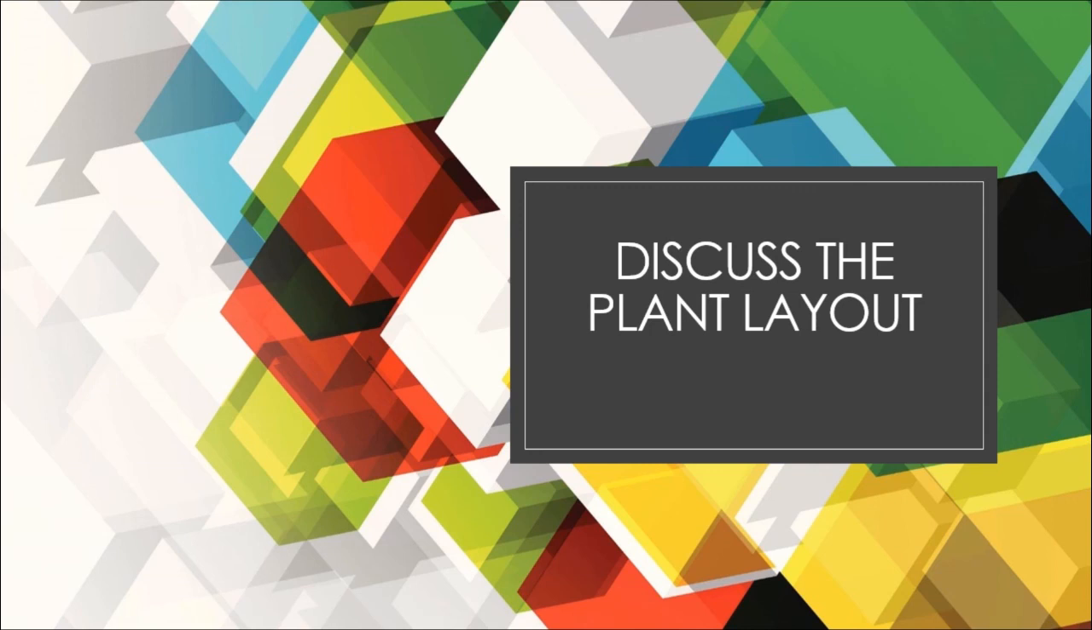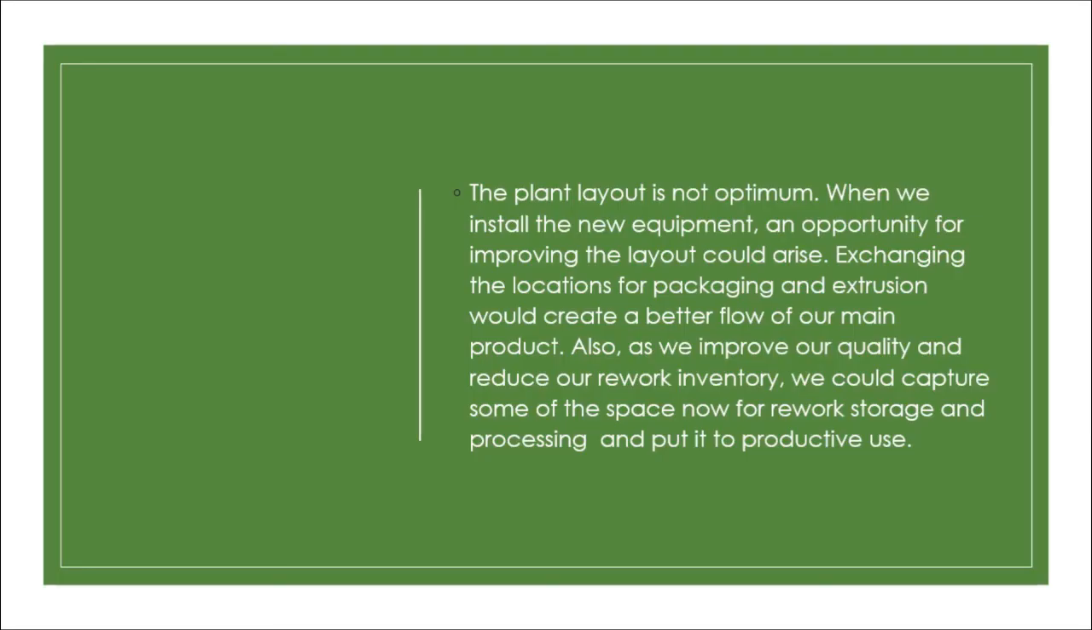This is the discussion question number 3. Discuss the plant layout. The plant layout is not optimum. When we install the new equipment, an opportunity for improving the layout could arise. Exchanging the locations for packaging and extrusion would create a better flow of our main product. Also, as we improve our quality and reduce our rework inventory, we could capture some of the space now used for rework, storage, and processing and put it to productive use.